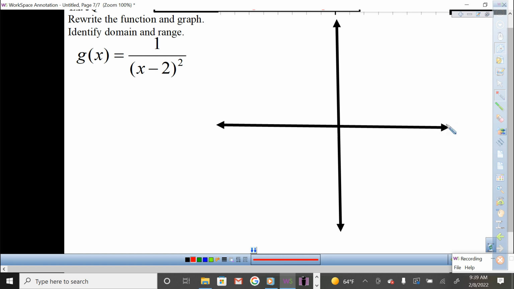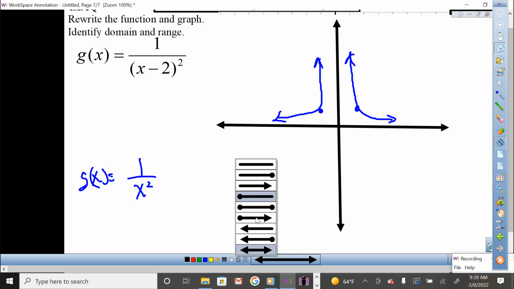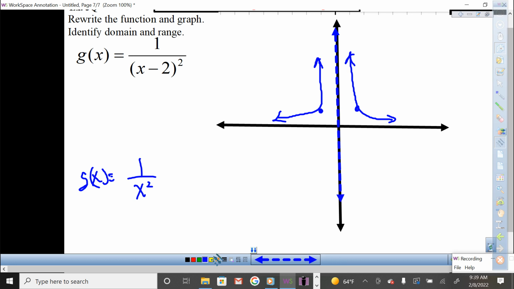Now, just so that you can guide yourself, I'm going to help you with this part. Me, Mr. Q, is going to graph g of x equals 1 over x squared, which is right here at 1, 1, negative 1, 1, and of course my asymptotes are here and here. Okay, that's the original.